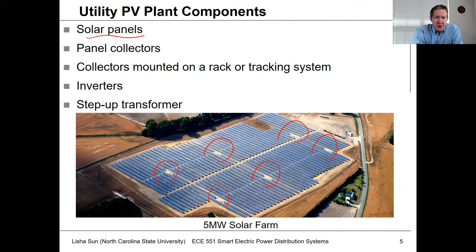It's kind of hard to see on this figure, but you can see there's some overhead distribution here. And then basically you would have an underground cable system linking all these inverter pads together. And then this would tie into the grid. What we're mostly concerned about is modeling the inverters, and instead of modeling each inverter separately, we usually just model this as one equivalent inverter.